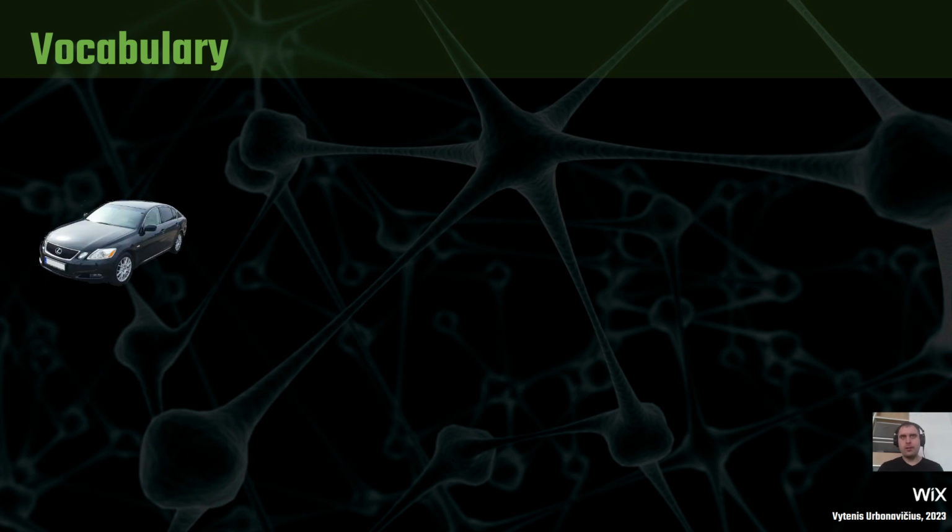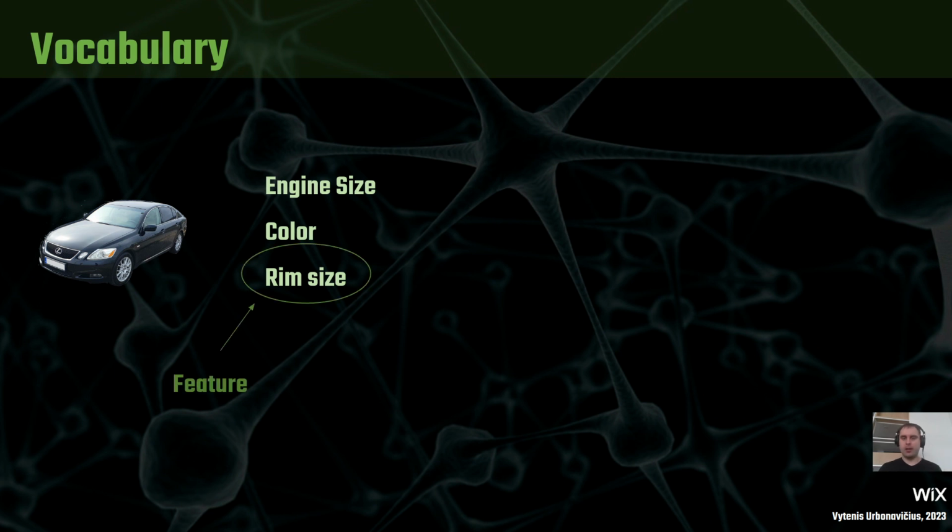When you are describing some type of object, such as cars, you can choose different ways to describe it. For example, about cars, you could say what engine size the car has, what color it is, what rim size it has, and probably many more things to describe a car. Each separate data item like that is going to be called a feature. And when we choose a set of features and provide a full description of a car, that full description is going to be called a feature vector.